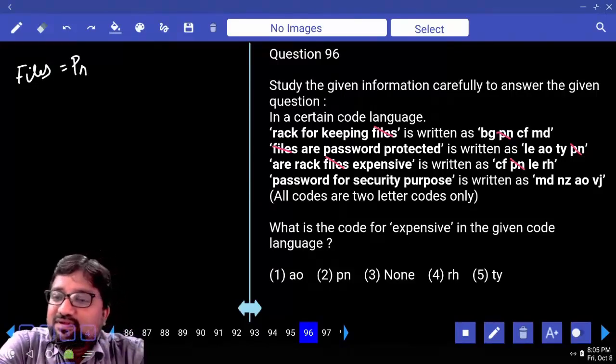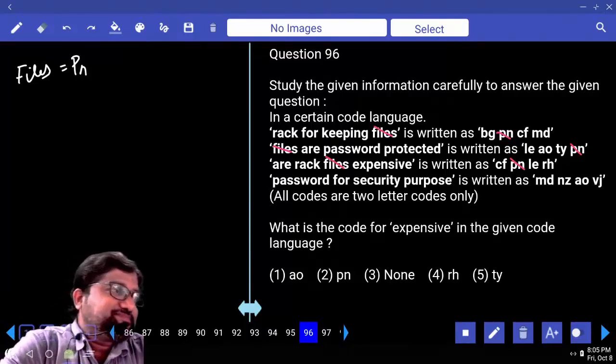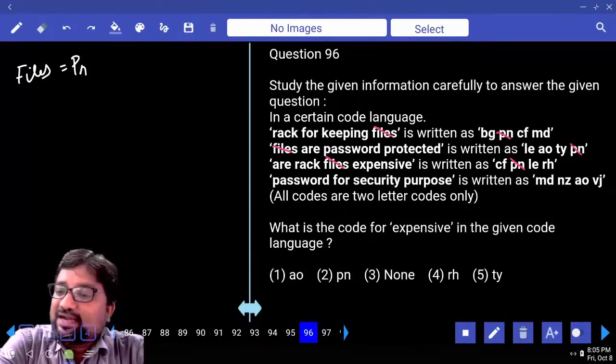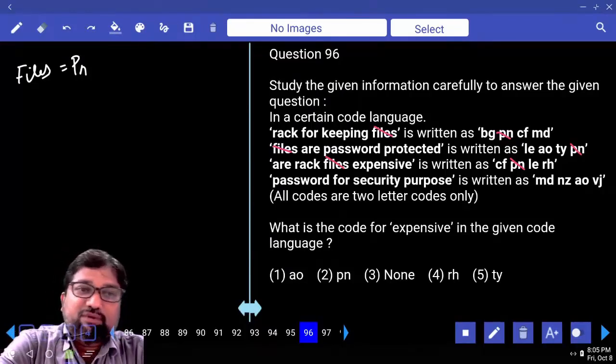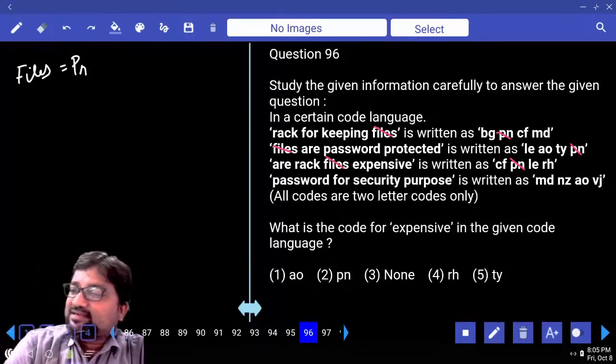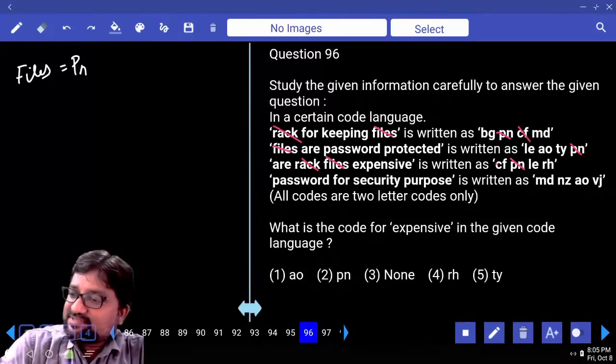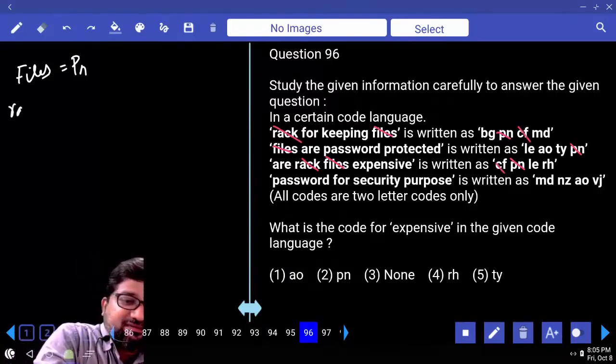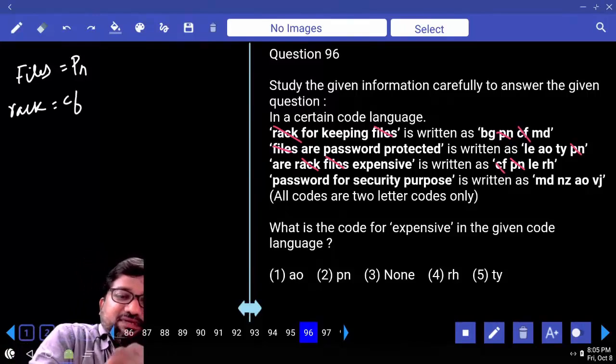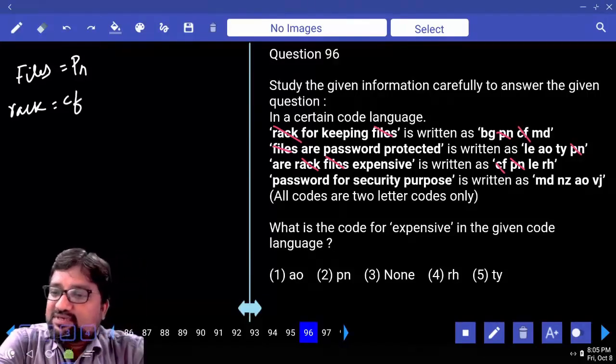Now the route is clear for rack. Rack for keeping or rack expensive. There is only one word common in 1 and 3. What is that? Rack. So rack cancelled. CF. Rack is equal to CF. Okay?